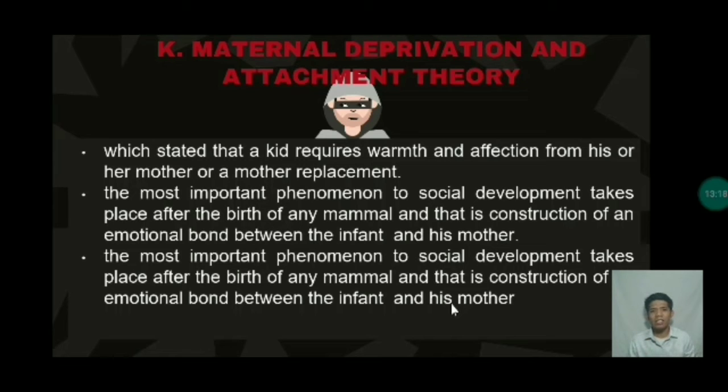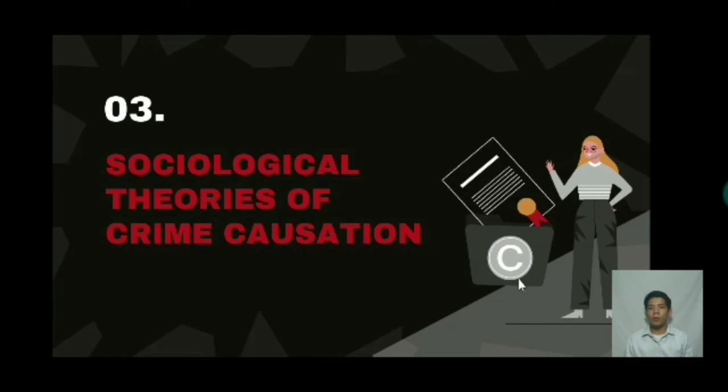So, a child should not be deprived of the love and care of their mother, and there should be a great attachment between the child and his mother. If a child is deprived of this, there's a possibility that the child will have an anxious attachment that affects the capacity to be affectionate. And that's the end of this second topic, which is the psychological theory. And so the next topic is about sociological theories of crime causation.